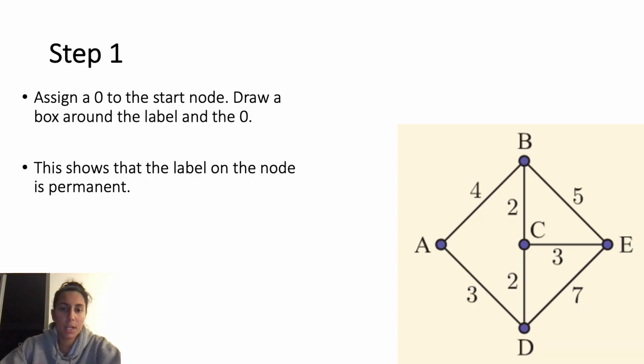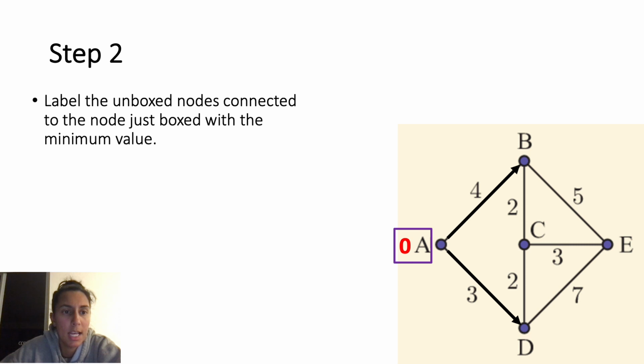Alright, so we're going to start with this small network, it only has 5 nodes. So the first thing you do is step 1, assign a 0 to the start node and draw a box around the label and the 0. So I've got my 0 and I've got my box around it. This shows that the label on the node is permanent.